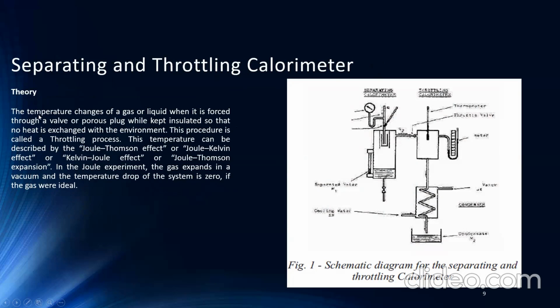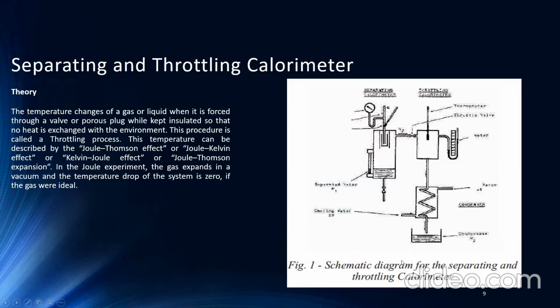The temperature of a gas or liquid changes when it is forced through a valve or porous plug while kept insulated so that no heat is exchanged with the environment. This procedure is called a throttling process, a constant enthalpy process. This effect can be described by the Joule-Thomson effect, or Joule-Kelvin effect, or the Kelvin-Joule effect, or Joule-Thomson expansion. In the Joule experiment, the gas expands in a vacuum and the temperature drop of the system is 0 if the gas were ideal.